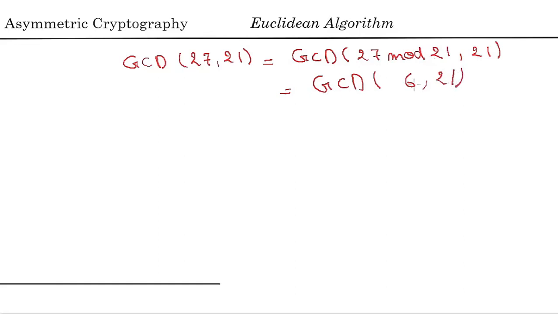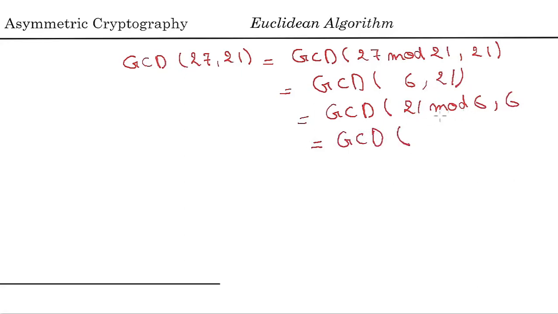And the GCD of 6 and 21 is the GCD of 21 mod 6 with 6, because 21 is bigger than 6. So 21 mod 6: we divide 21 by 6, we get 3, and the remainder would be 3. So it is the GCD of 3 with 6.